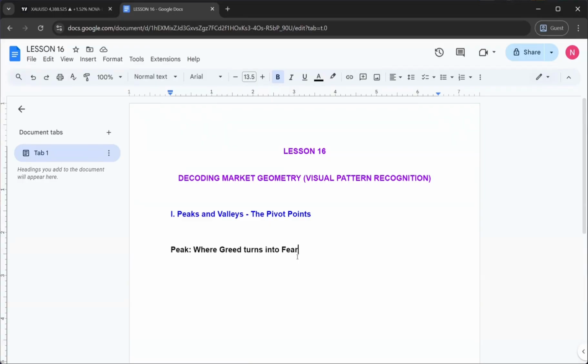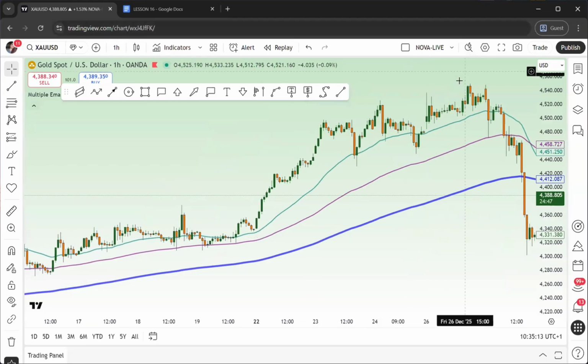Yeah, like I just shared with you, at that point, buyers are exhausted and sellers begin to realize the price is too expensive. Like gold, right? When it's heading to 4,500, 4,550, nearly 4,500, 4,550. So that's when greed turns into fear, right? The sellers begin to realize the price is too expensive compared with its actual value. All right.